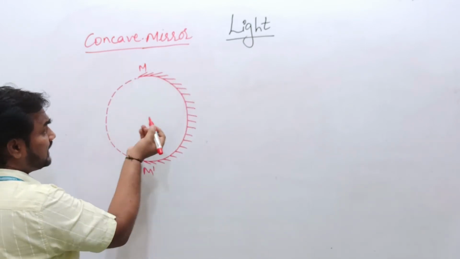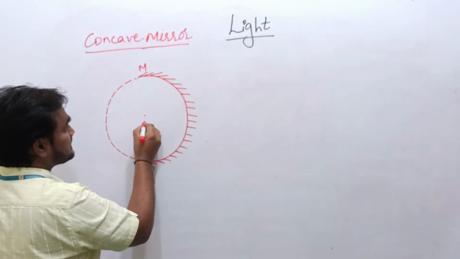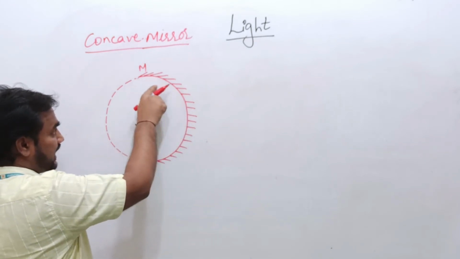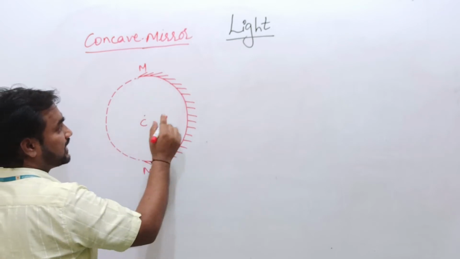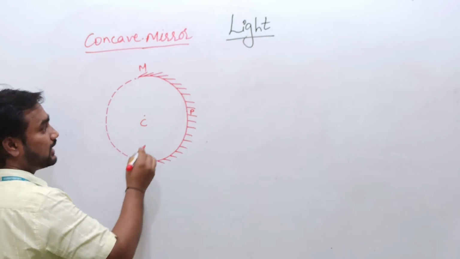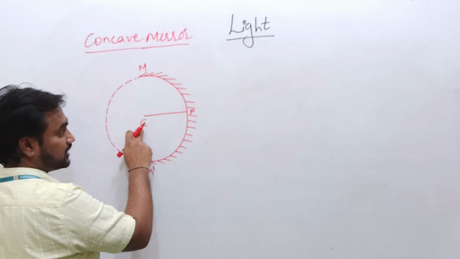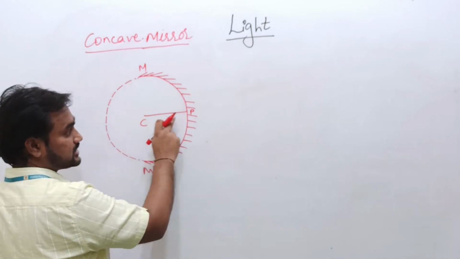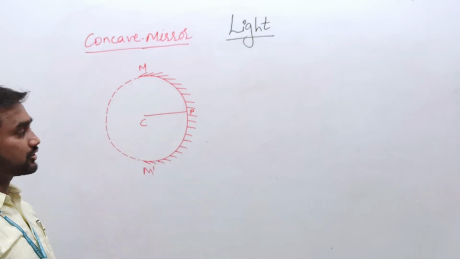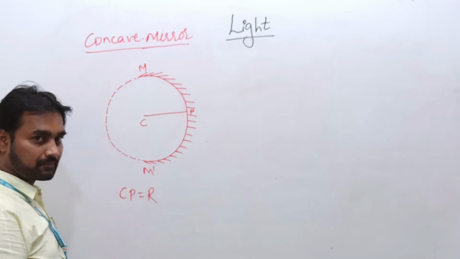Yesterday we also saw that the center of this sphere we call the center of curvature, denoted by C. The center of this reflecting surface, the center of the aperture M dash, we call the pole, denoted by capital P. When you join these two, the center of curvature and the pole, this length is called the radius of curvature, denoted by capital R.